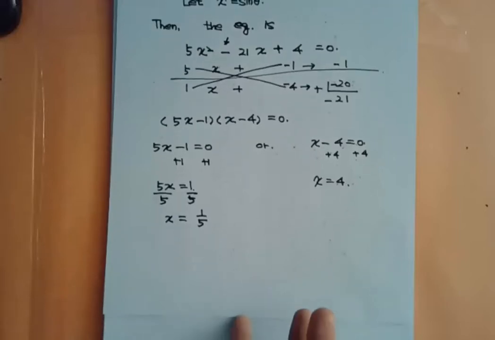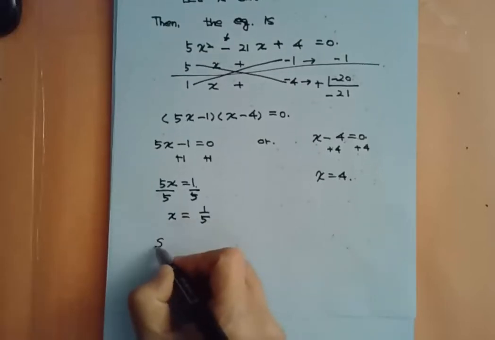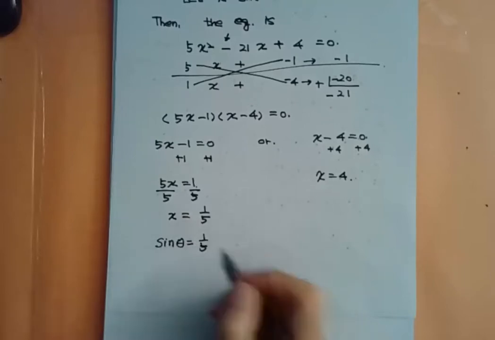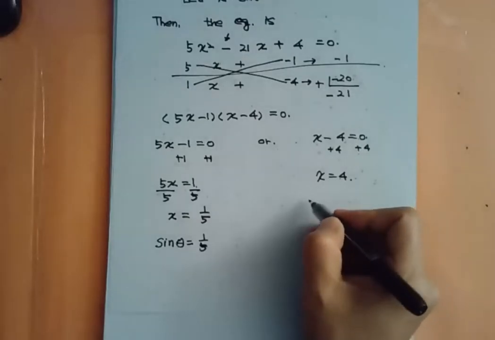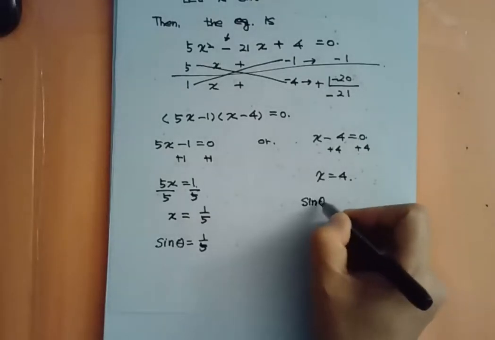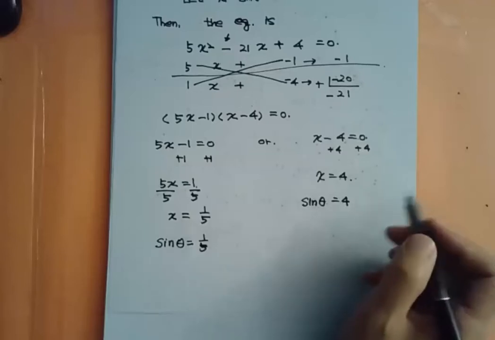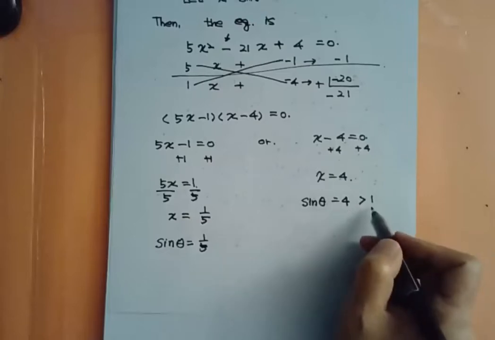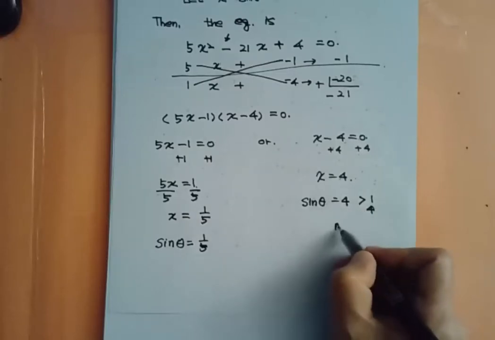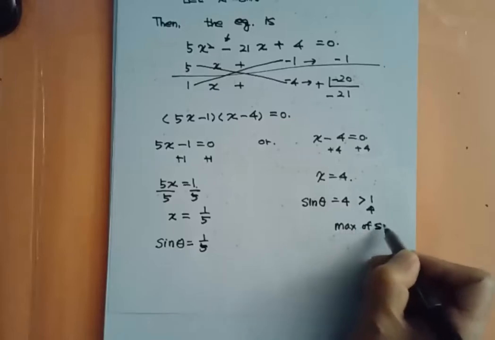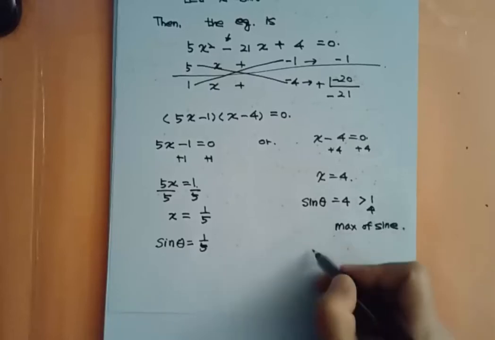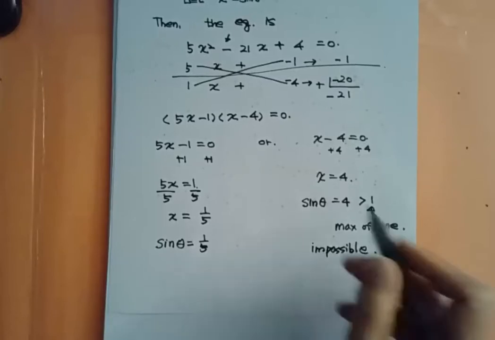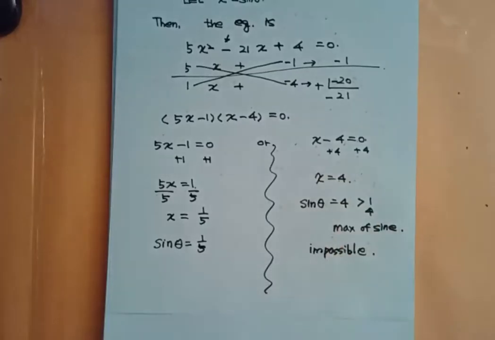So from here, we are obtaining the sine value. Sine of theta equals 1 over 5. And in this other case, we have sine of theta equals 4. What we realize is that the sine value will never become 4, because the maximum value of sine is 1. This is impossible, so it doesn't give any solution.